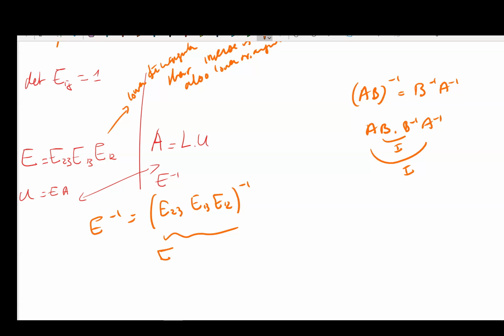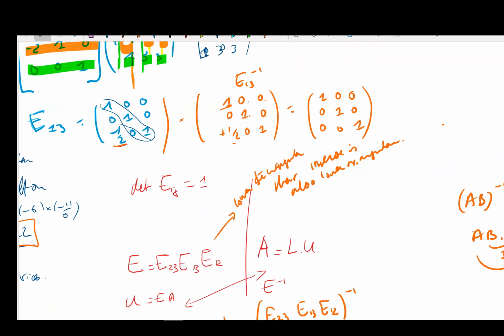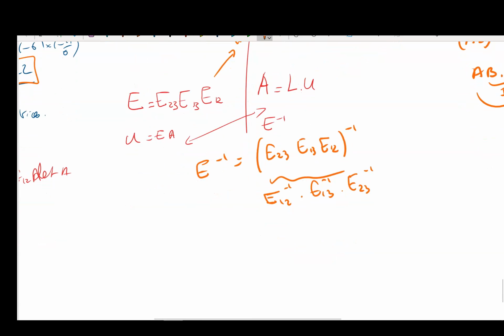E12 minus 1 times E13 minus 1 times E23 minus 1. And the good thing is that when you take the product of lower triangular matrices, you get a lower triangular matrix. I let you check that very easily; you can check that visually. So that's going to be a lower triangular matrix.